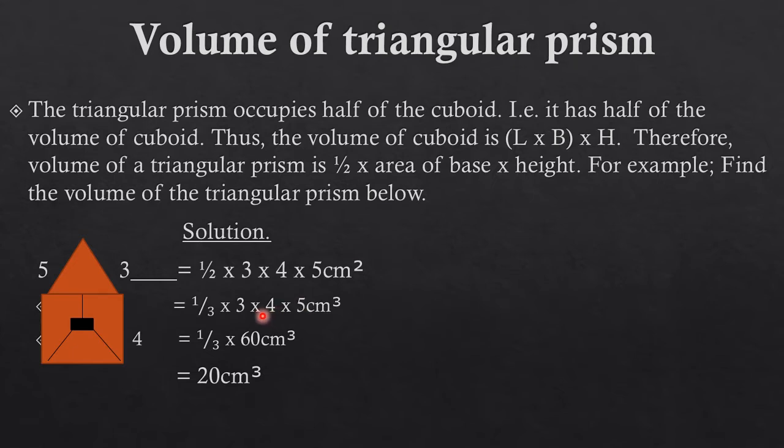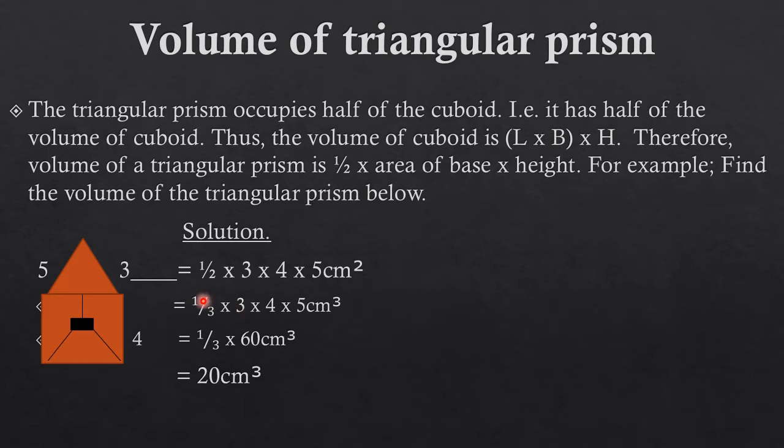So we represent each of them with their values. Here from this bracket we have length times breadth. So we opened it and replaced it with just 3 times 4 times 5 centimeters squared. And now using the volume power, which is the cube, where you see 2, you replace it with 3. Like we have 1 over 2 here, we replace it with 1 over 3. And we have 5 centimeters squared, we replace it with 5 centimeters cubed.